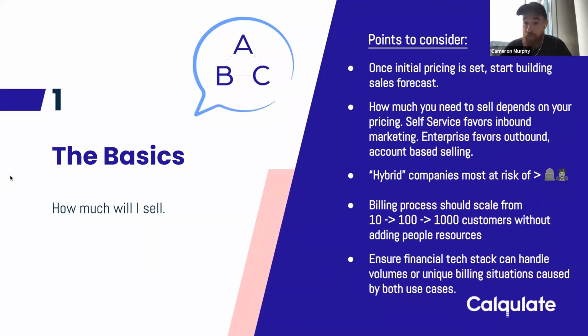Another thing is that your billing process should scale from 10 to 100 and from 100 to 1,000 customers without adding lots of new people or resources. So you need to get that built from day one once you decide on the pricing model. And you need to make sure that your financial tech stack can handle the volumes if you're going for self-service. So can you literally handle thousands of customers a day paying you? Or you need to be able to handle unique billing situations if you are doing enterprise and outbound sales. So the customer wants this, this, and this, but they don't want this, this, and this part. How do you charge them for it? Is the pricing clear enough to facilitate that?